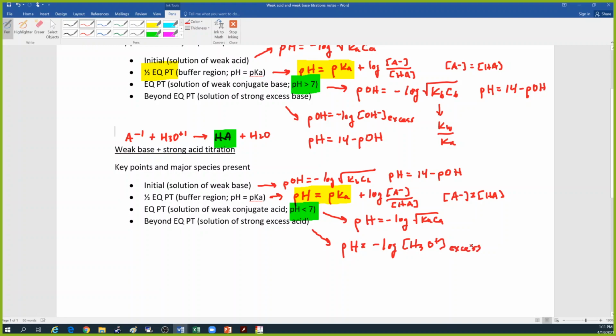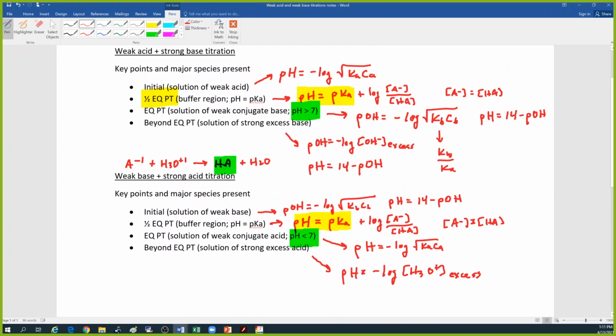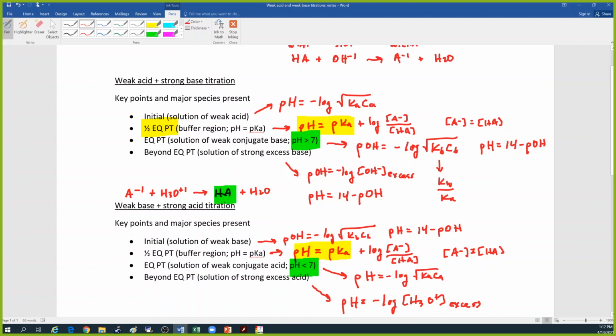So as you can see, both of these types of problem are almost the same. Just in one case, we're starting from a weak acid and working it through by adding a strong base. And in the other problem, we're starting with a weak base and working it through by titrating with a strong acid. And like I said, if you look at the little equations I put up here, these are all problems we've already done. We're just stringing them together. So it shouldn't be that bad.